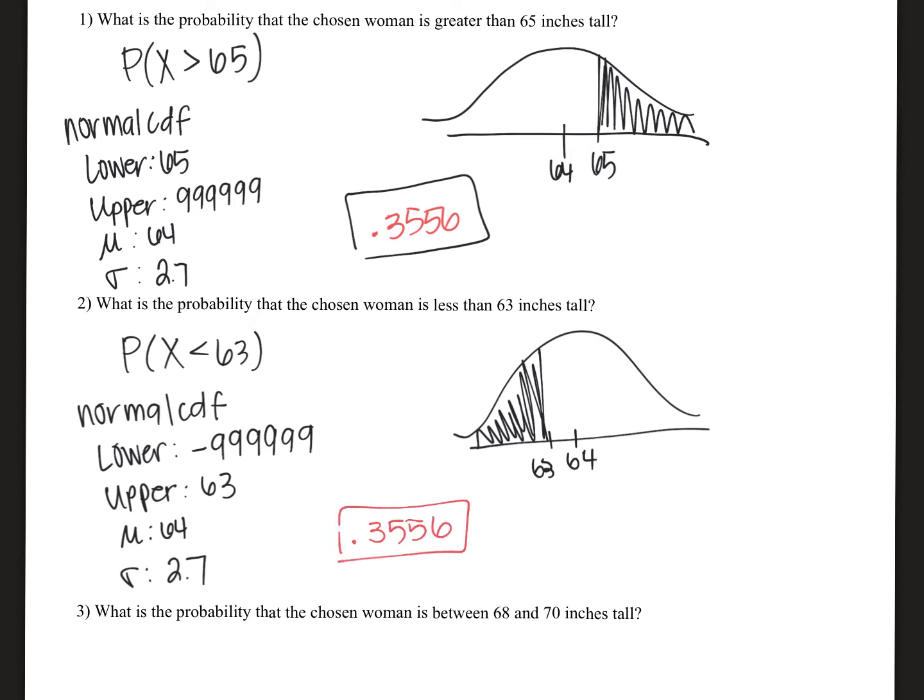And we're going to get that our probability is, again, 0.3556. Which makes sense if you think about it, because both of the values we looked at, 63 and 65, are both one standard deviation away from our mean of 64. So it makes sense that they would have the same probability above and below that value.